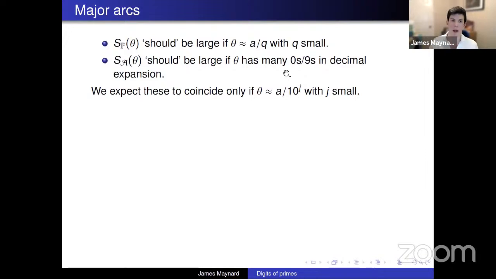And so the Hardy-Littlewood circle method would say that you should only get a main term contribution when both of the two Fourier transforms are simultaneously large. So then there's the question: when can you have a real number between 0 and 1 which is simultaneously close to a rational with small denominator, and has long strings of zeros or nines in its decimal expansion? And it's not too hard to see that these two things coincide only when your point theta is close to a rational with small denominator, where that denominator itself is a small power of 10.